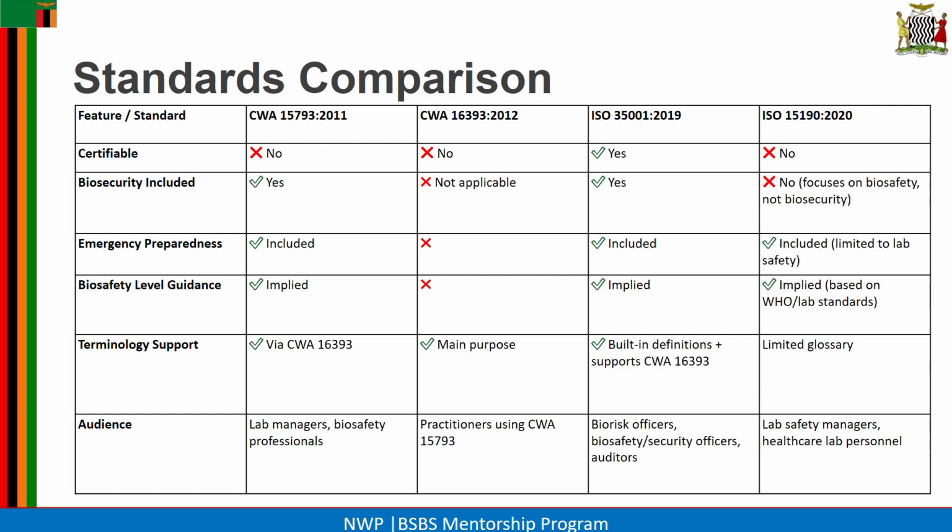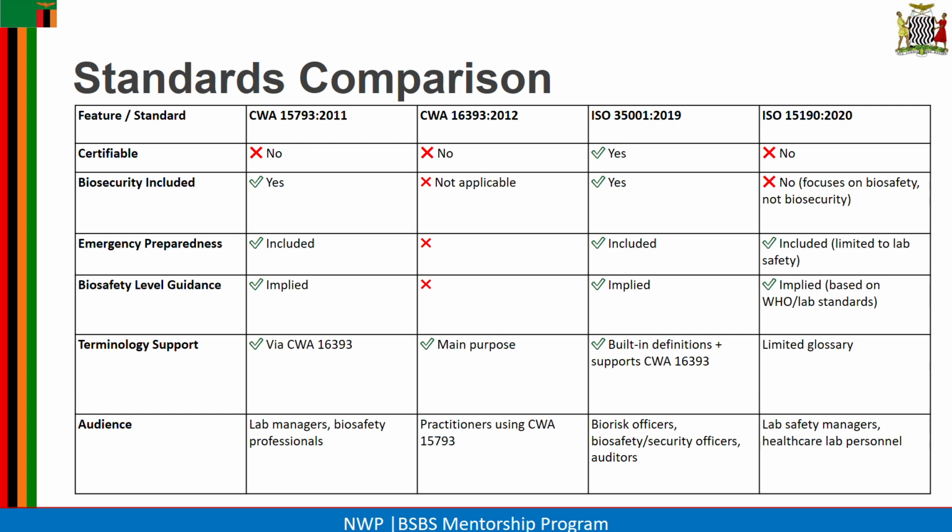Emergency preparedness is implied or included for both the CWAs, and it's included for the ISOs too, but for the 15190, emergency preparedness is limited to lab safety and not any type of organization handling biological agents.